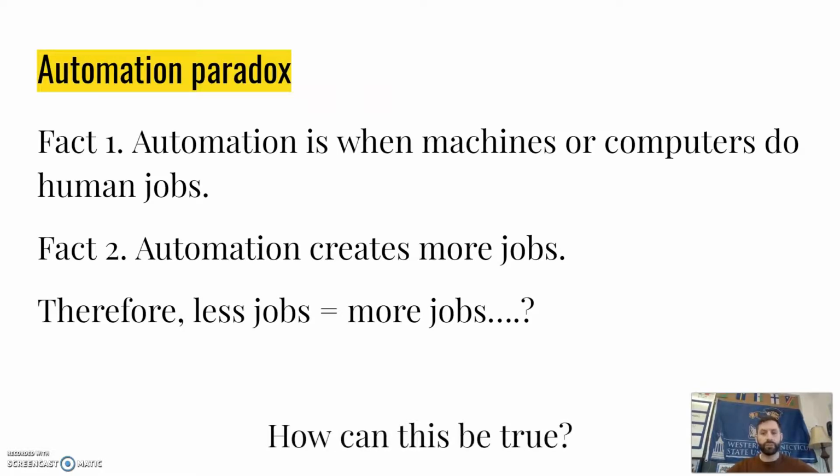How can this be true? This is the paradox at the heart of automation, that although automation does human jobs, it's also creating more jobs for humans. The article goes on to explain how this is true, and this is one of the central things that you're going to need to try to understand. How is it true that machines are taking human jobs, but also creating more human jobs?